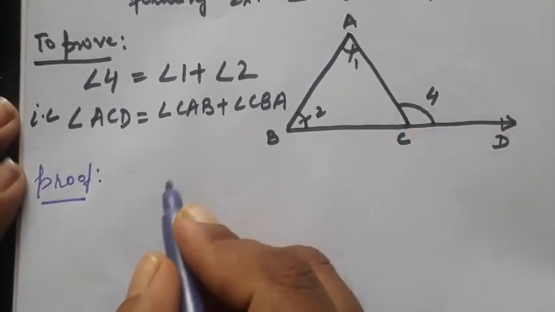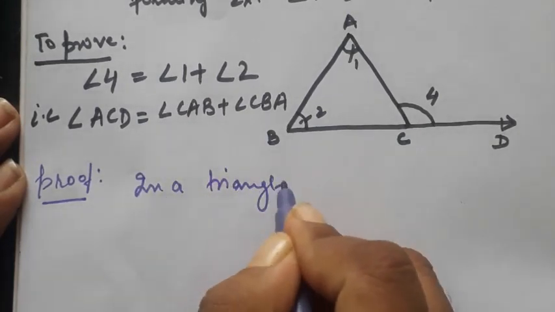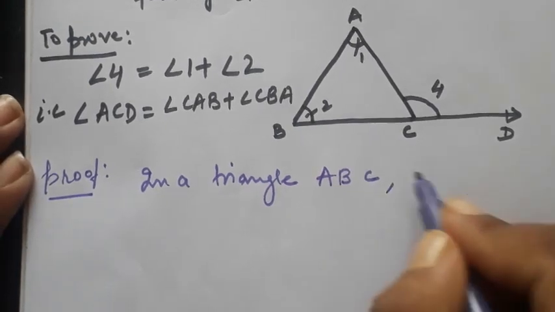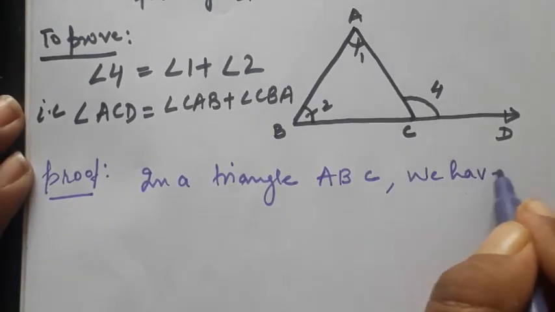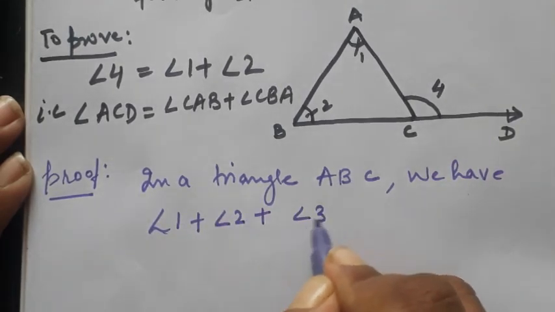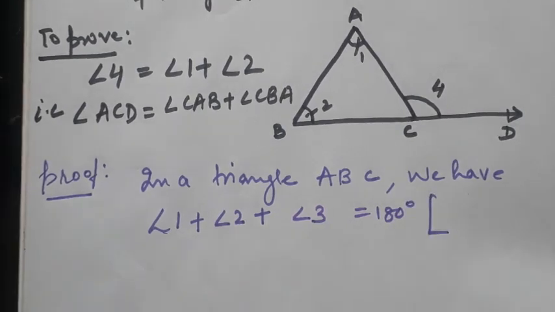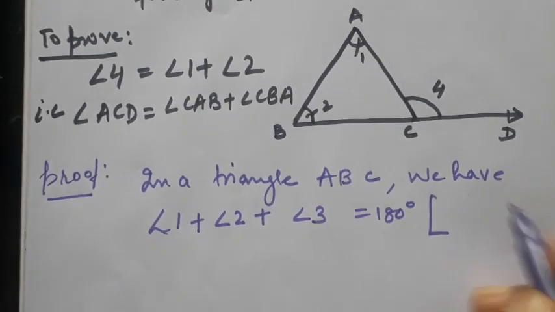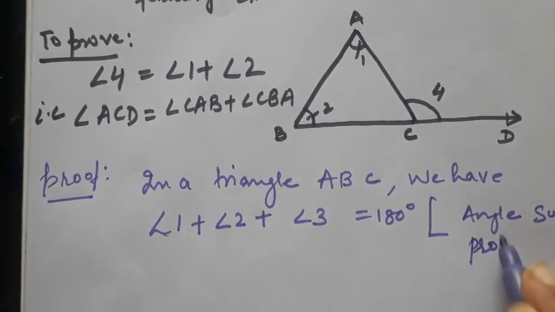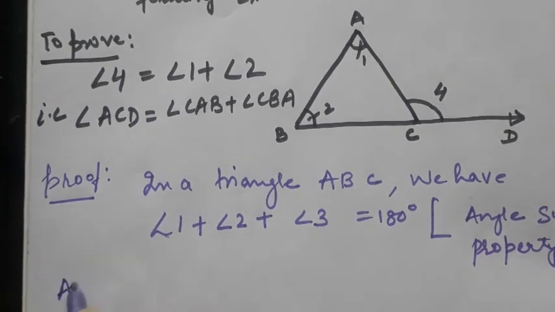See, in triangle ABC, we have angle 1 plus angle 2 plus angle 3, which is equal to 180 degrees, as we have proved or discussed in the last theorem. You can write it as the angle sum property. Okay.